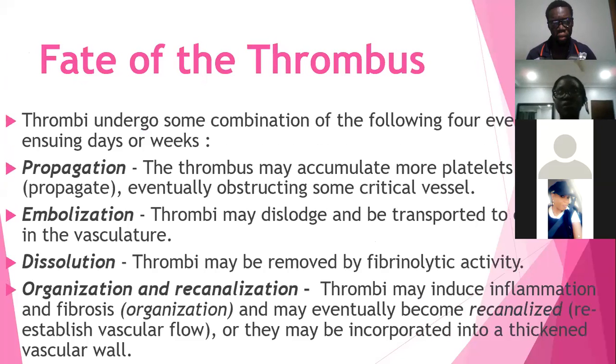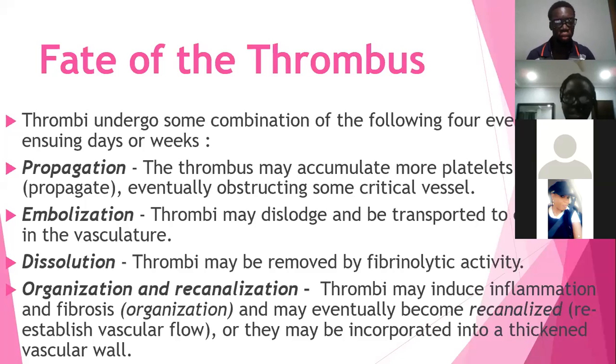Now, what are the things that can happen to the thrombus or the clot which has formed? So there are several fates that can occur. It can undergo propagation. That means that it becomes bigger and bigger and bigger, and so eventually it blocks the blood vessel. It can also undergo embolization, meaning that it detaches itself and then becomes mobile in the blood. Or it can undergo dissolution, whereby the clot busters in the body would dissolve the clot naturally by fibrinolytic activity.